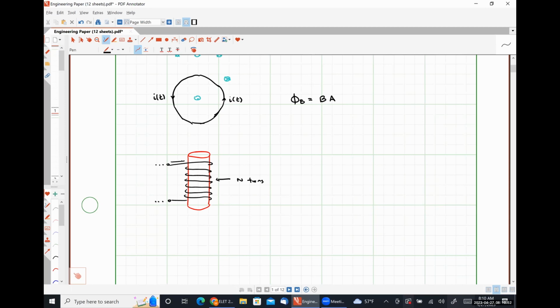And if I pass, let me move the current label over here. If I pass current through that wire, once again, using the right-hand rule, or Ampere's circuital law, I should have some magnetic field lines, and the right-hand rule tells me their direction. In this case, if we consider that our current is curling around the coil using our fingers, our thumb is going to indicate the direction of our magnetic field line. That's what the right-hand rule tells us.